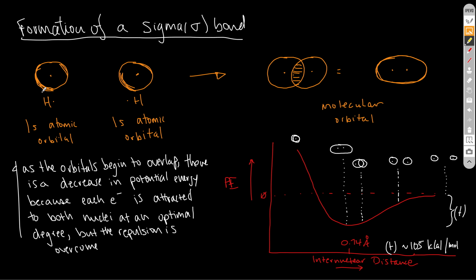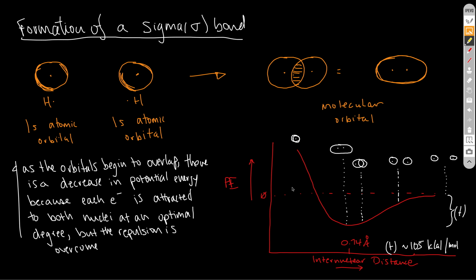So here we go. If we have two atomic orbitals, a 1s atomic orbital for hydrogen here, and here's an electron, and then another 1s atomic orbital here, and they come together, we can have overlap, and then we can have a molecular orbital. As the orbitals begin to overlap, there is a decrease in the potential energy because each electron is attracted to both of the nuclei at an optimal degree, and the electron repulsive forces are also decreased at an optimal degree.